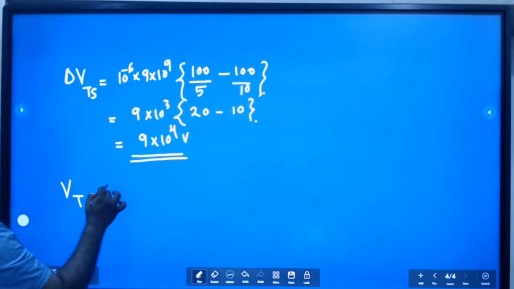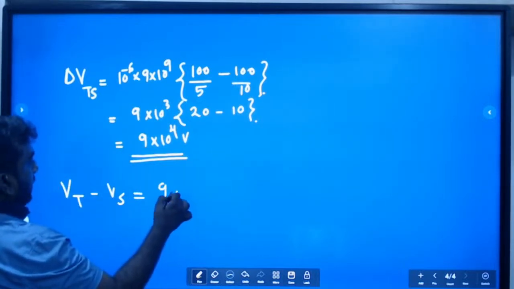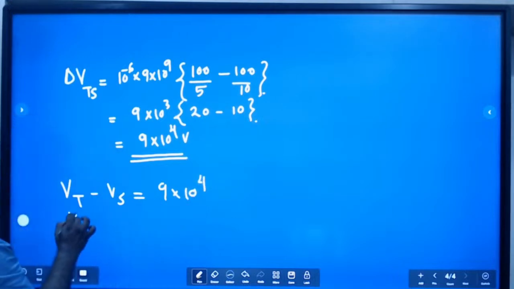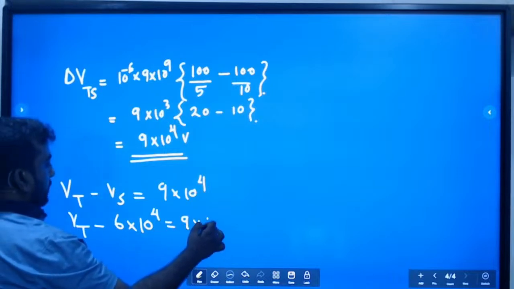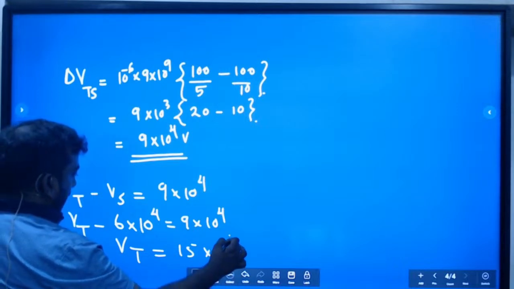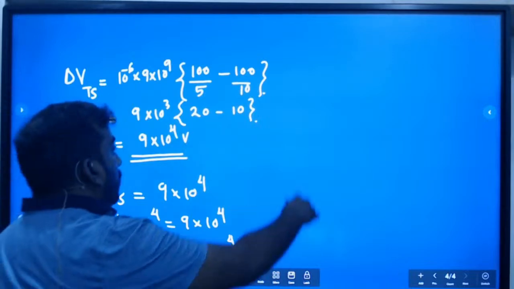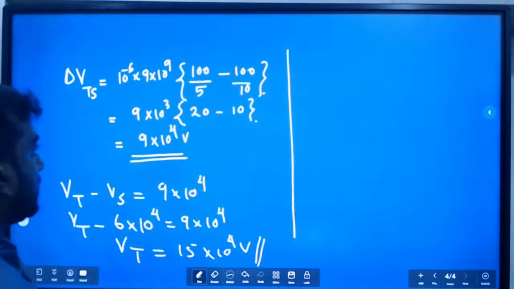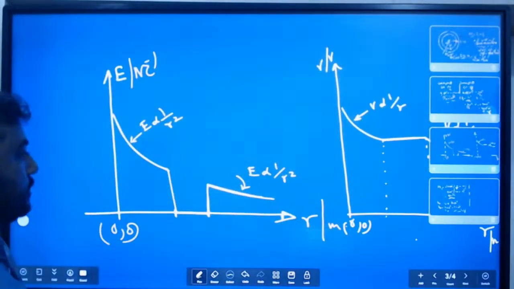The potential difference is Vt minus Vs, that is 9 × 10^4. The potential at S we found to be 6 × 10^4. From this, the potential at T is going to be 15 × 10^4 volts. Potential difference found, and hence from there the potential. There you go.